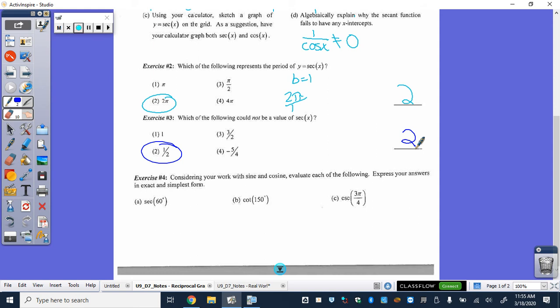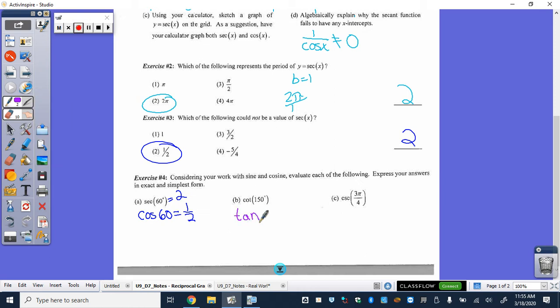And then consider your work with sine and cosine. Evaluate each of the following. Express your answers in exact and in simplest forms. So these are all the reciprocals. Secant 60, I want the reciprocal of cosine 60, which cosine 60 is 1/2. So that means secant 60 is 2. I just flip it.